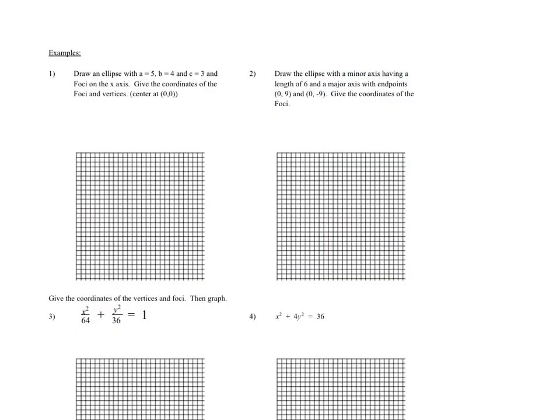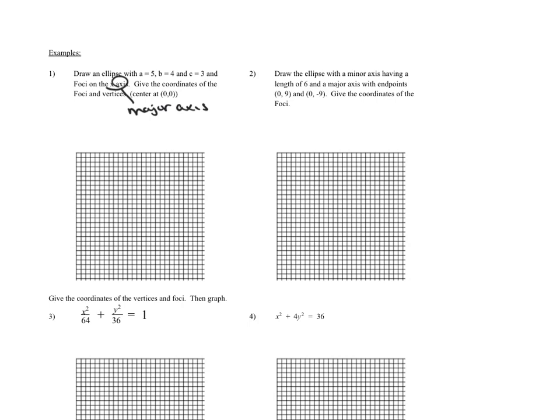All right, so now we're going to draw an ellipse with a equals 5, b equals 4, and c equals 3, and the foci are on the x-axis. And then we want to give the coordinates of the foci and the vertices. So if the foci are on the x-axis, then that means that the x-axis is our major axis. So this ellipse is essentially running left and right.